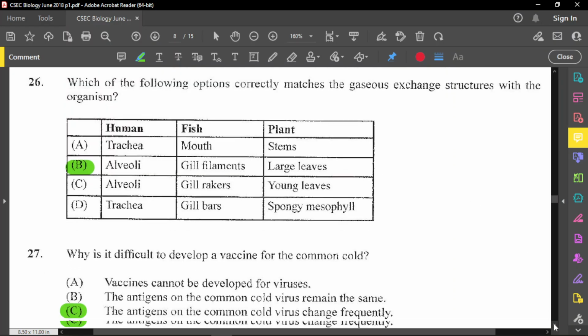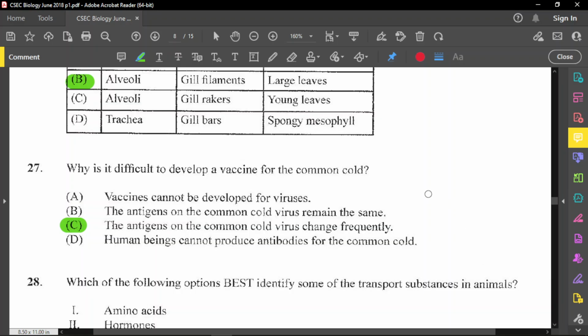Number 27, it said, why is it difficult to develop a vaccine for the common cold? Notice that even if I catch a cold one time, I'm going to catch it again, simply because the antigen keeps changing. It's a mutation, as a matter of fact, right? So with the common cold, the antigen keeps changing. And so C is the correct answer.